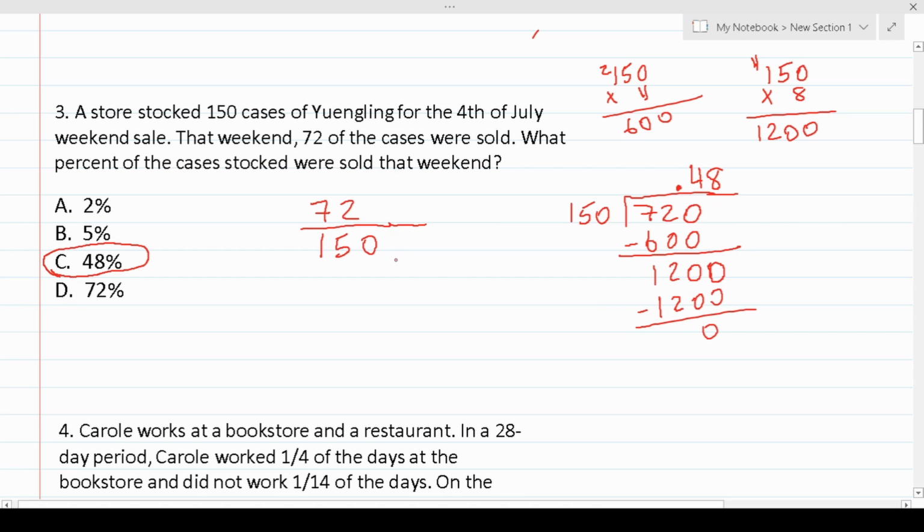So there is no remainder. In other words, 72 over 150 is 0.48. And in terms of a percentage, we should recognize that 0.48 is 48%. Okay, pretty straightforward problem, especially if you can use estimation to kind of know what the answer is without having to do any of this work whatsoever.